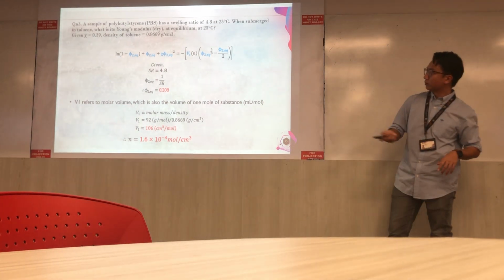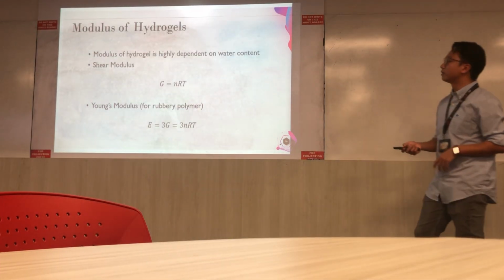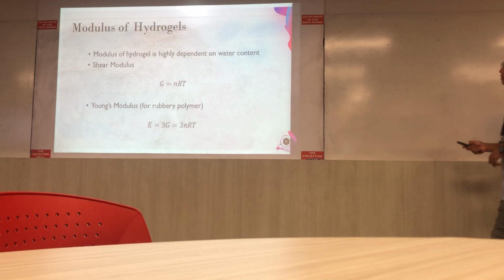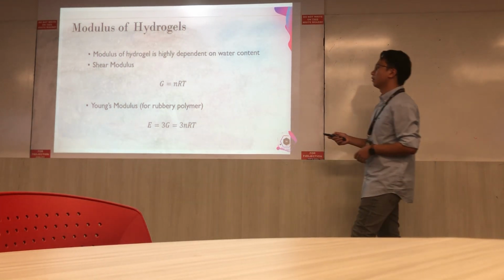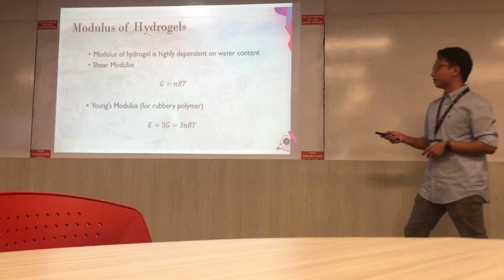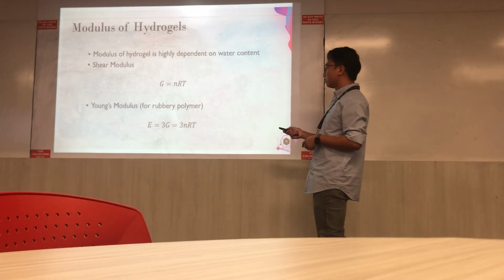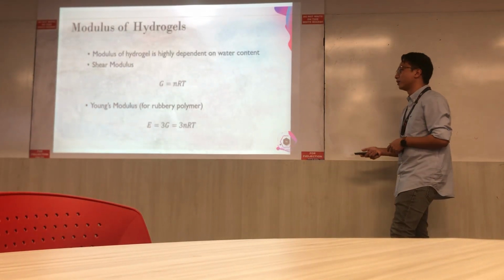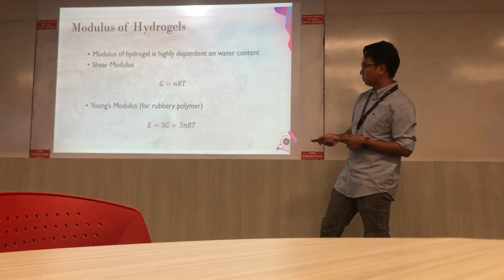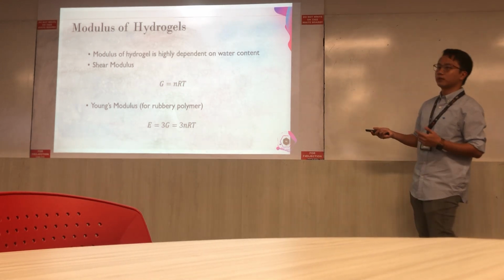Okay, so next, how do you find the modulus? This is the relationship. The modulus of hydrogel depends on your shear modulus, or rather, the shear modulus depends on the water content. So the relation is, given your shear modulus G equals nRT, R being your gas constant, T temperature, and n the cross-link density.